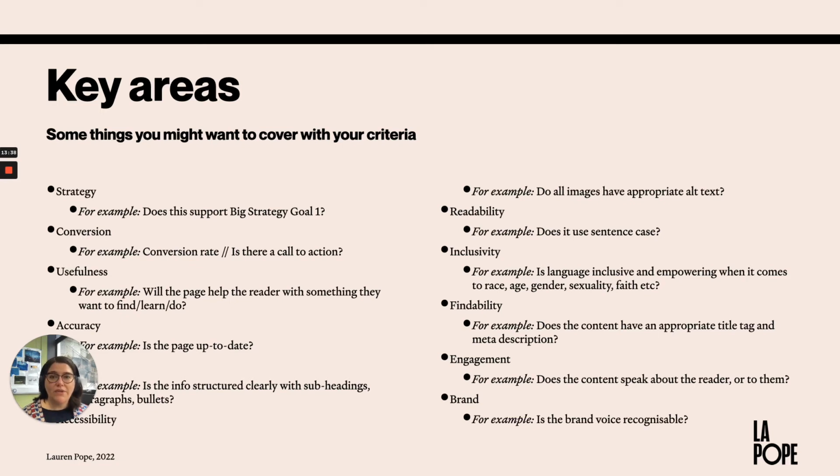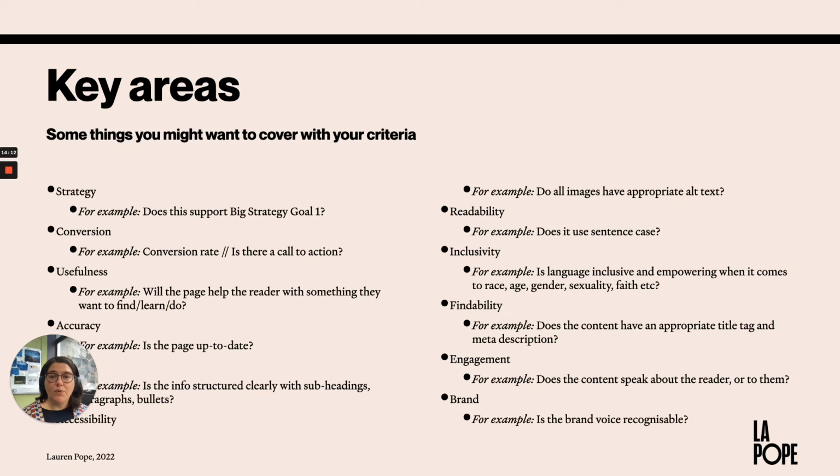Clarity is a great one to look into as well. Is the page clearly structured? Are you using subheadings, paragraphs, bullets? Is the information in the right order? Accessibility is a really important one as well. Accessibility is quite tricky when it comes to auditing because lots of elements when it comes to accessibility are about design and content working together. They're technical as well, but I think it's important to just focus in on the things that content can help with. And that could be something as simple as do all images on the page have appropriate alt text.